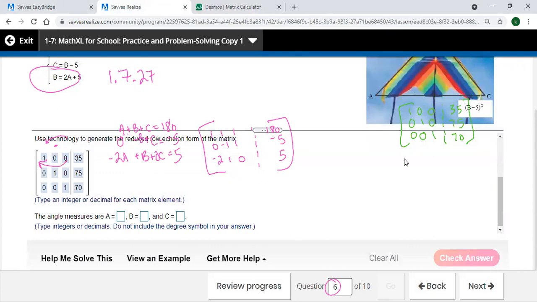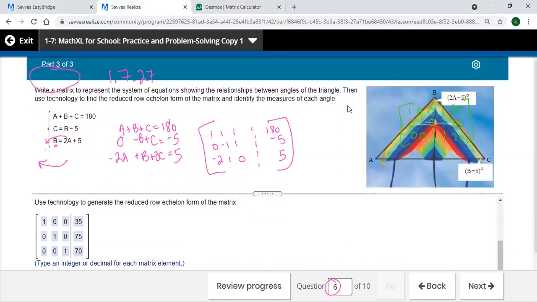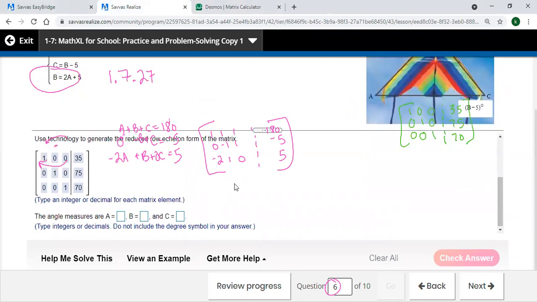So now you go back and they want the angle measures though. So you got to go back up to this picture up above, which A is just A. So A in this case was row 1, which was just 35.